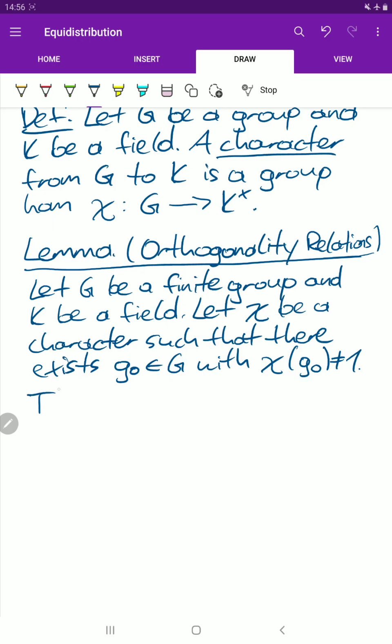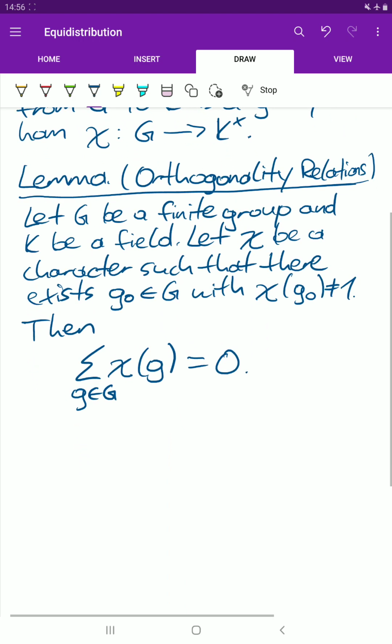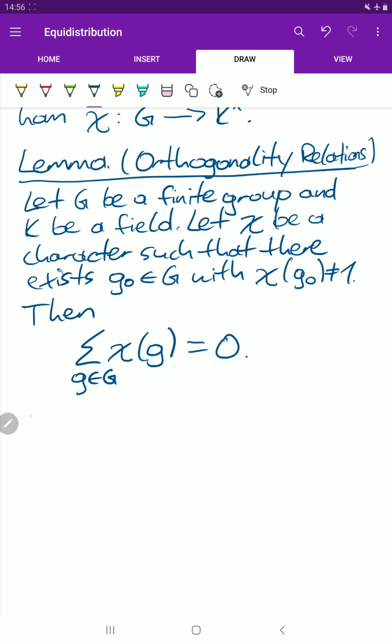So what is the claim? Then the sum of chi of G, where we sum over all elements in the group, is equal to 0. Later we will see a similar claim, but instead of summing over the elements in the group, we take a fixed element in the group and sum over the characters. Okay, so let's start with the proof.